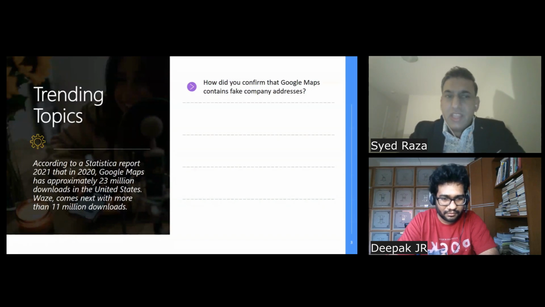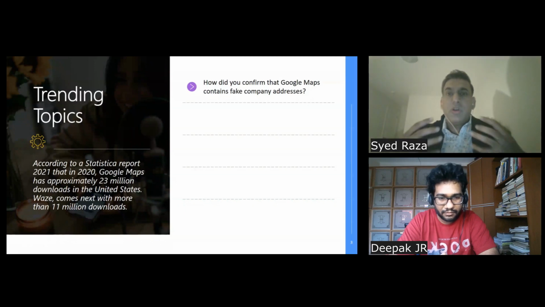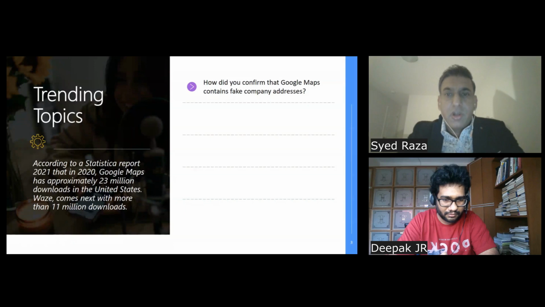I first looked at this in 2018, and at that point there were already millions of fake listings. In 2021 also, I went through a statistical report: in 2020, Google Maps had approximately 23 million downloads in the United States, and Waze came next, and you know Waze is also bought by Google. So almost 34 million downloads in the US, and there are around 3 million fake addresses overall.